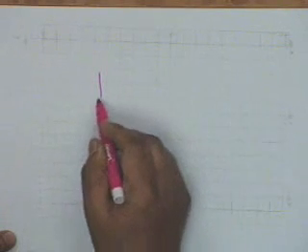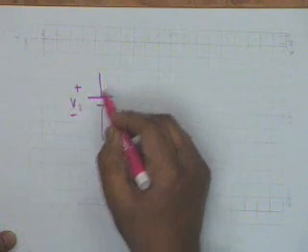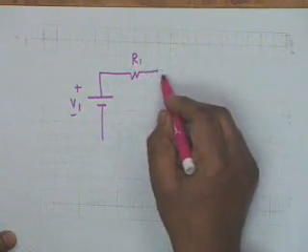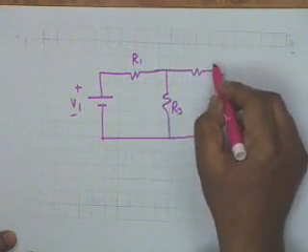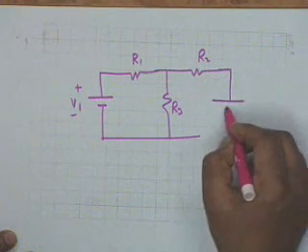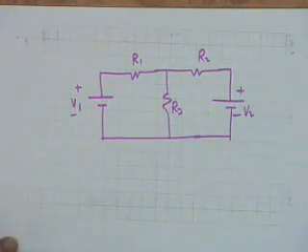Now let us see how we can use them in analysis of a circuit. We shall go through a series of examples and illustrate how KCL and KVL are useful in solving quite complicated circuits. First, let us take a very simple circuit. Let us say we have a battery V1, a resistance R1, another resistance let us say R3, and a third resistance R2, and let us say we have another battery V2. A very simple electrical circuit.